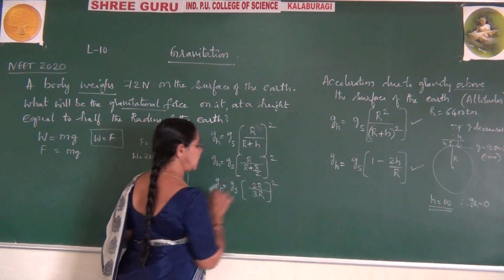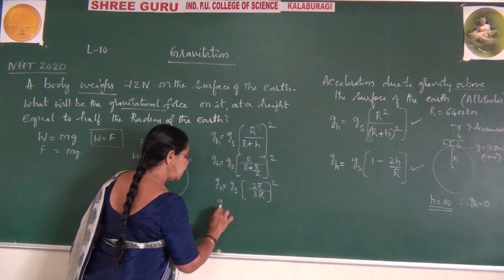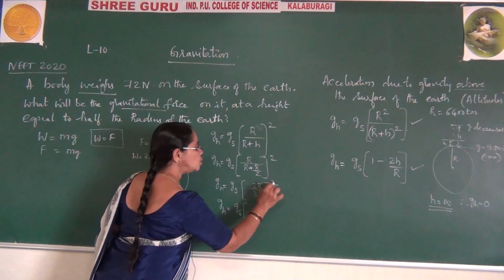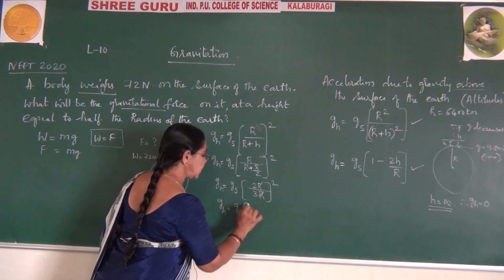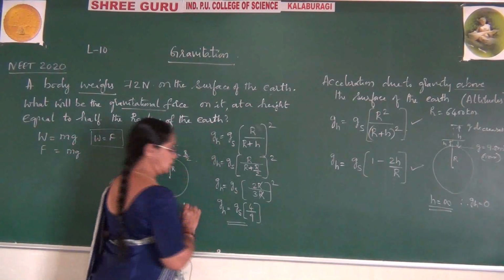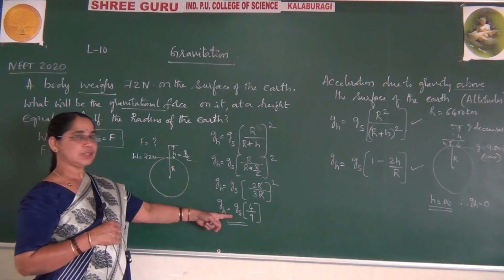So this will be the one condition. If I cancel this R and R, you get GH is equal to GS into 2 squared over 3 squared. 2 squared means it is nothing but 4, and 3 squared is 9, so 4 by 9. This is the one we got, GH. So at the height, we have got this formula.